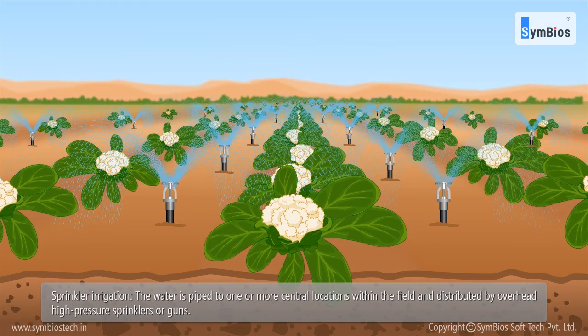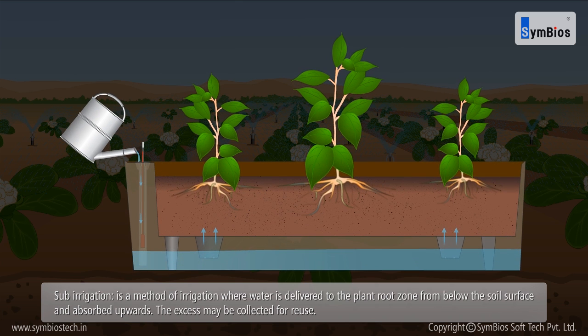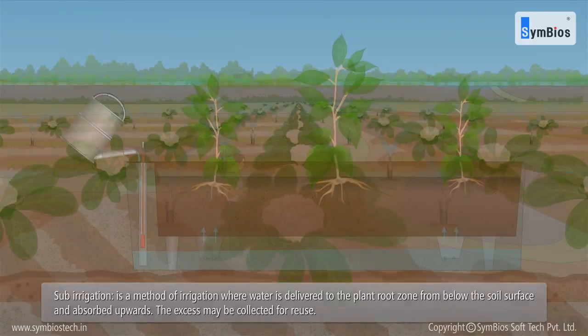Sprinkler irrigation. The water is piped to one or more central locations within the field and distributed by overhead high-pressure sprinklers or guns. Sub-irrigation is a method of irrigation where water is delivered to the plant root zone from below the soil surface and absorbed upwards. The excess may be collected for reuse.